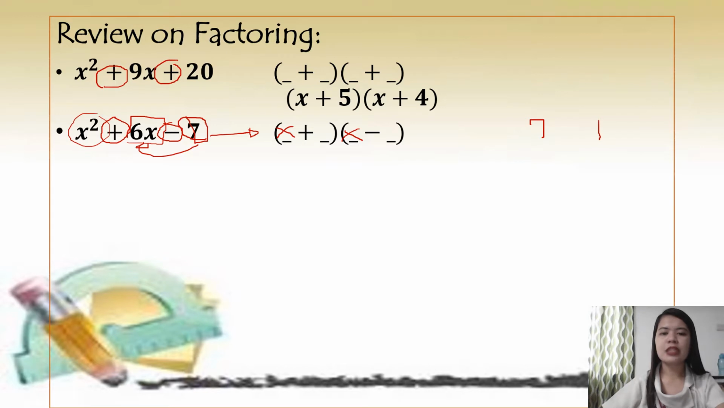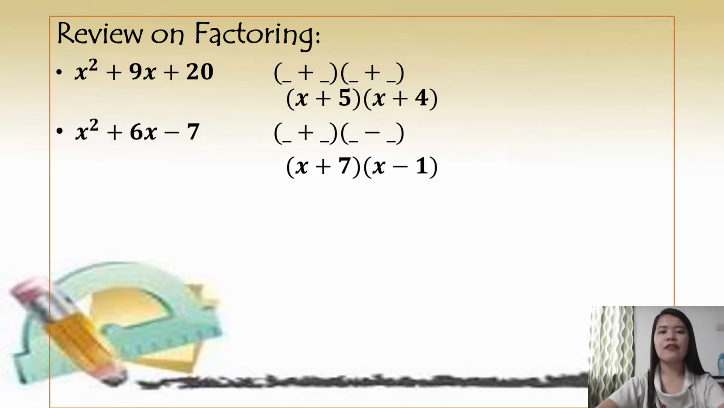But the next thing that you should consider is the sign of the middle term in your trinomial. It is positive, so the bigger number of the two factors is the one you place with the positive sign. And then the other one will be a negative 1. So it means the factors of x squared plus 6x minus 7 are x plus 7 and x minus 1.